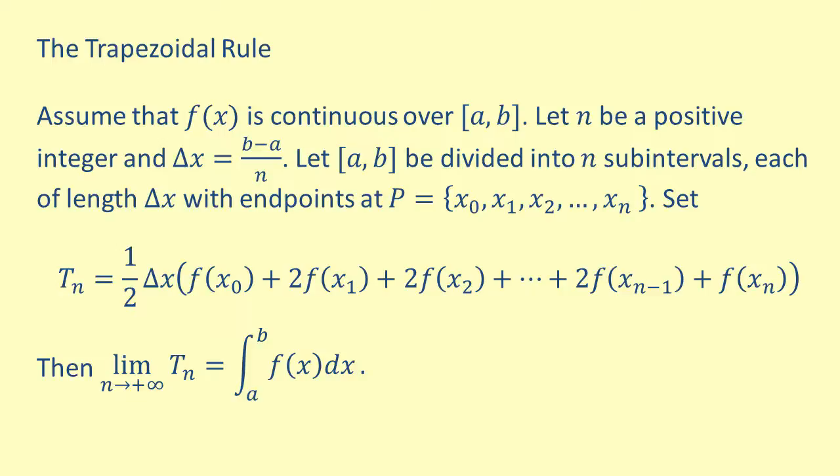We can then set the combined area of the trapezoids, T sub n, equal to 1/2 delta x times the quantity f of x sub 0 plus 2 times f of x sub 1 plus 2 times f of x sub 2, all the way out to 2 times f of x sub n minus 1 plus f of x sub n. Using this, we can say that the limit as n approaches positive infinity of T sub n is equal to the integral from a to b of f of x dx. We'll use this to approximate the area under a more complicated curve.